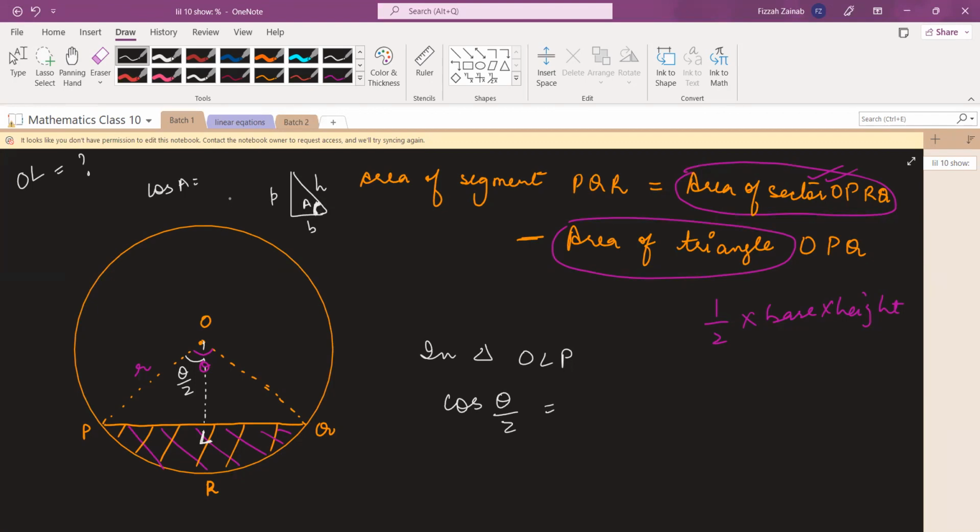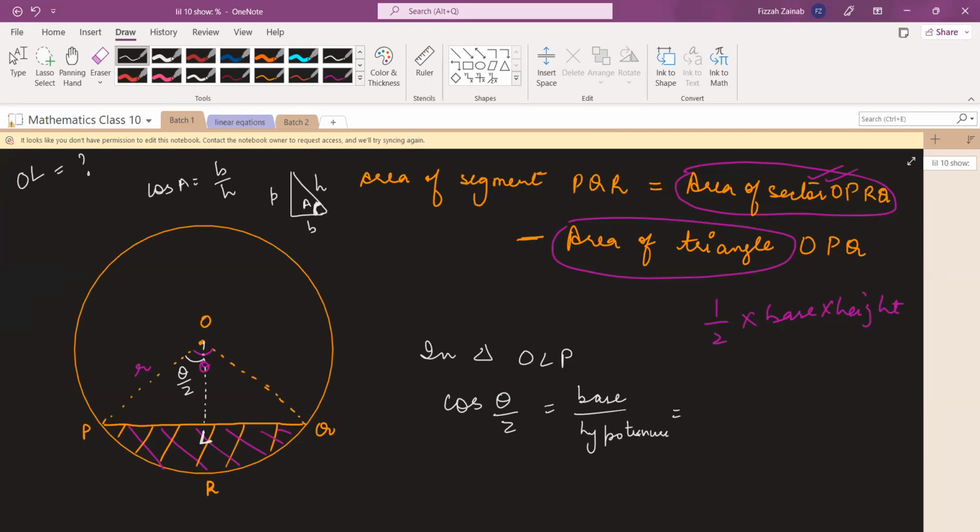What is the relationship between sides? Base by hypotenuse, right? Everybody remember it? Adjacent by hypotenuse. Base by hypotenuse is cos. I'm just writing it in case you forget. Base by hypotenuse.